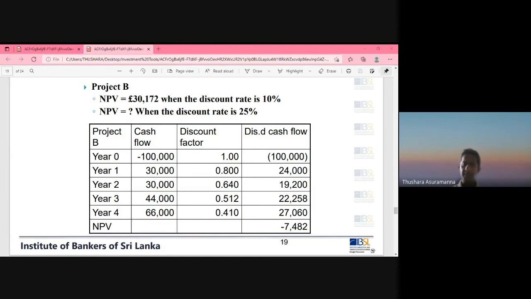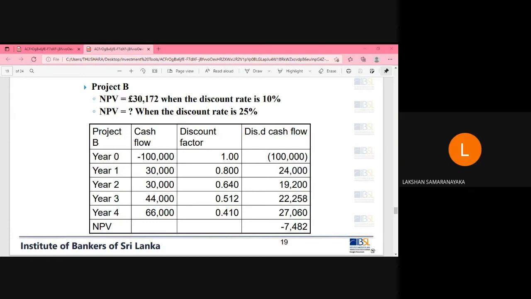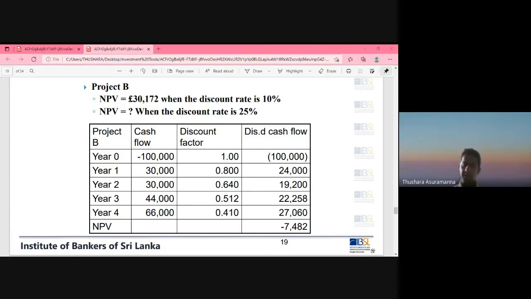Any questions? All clear? For me, it's not clear, sir. Rashini, which one is not clear?